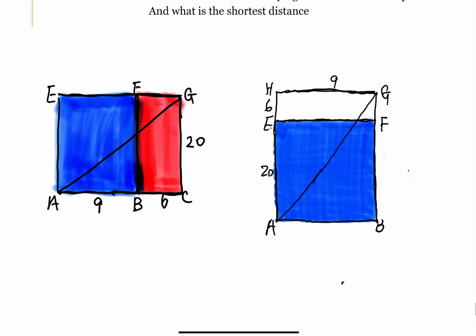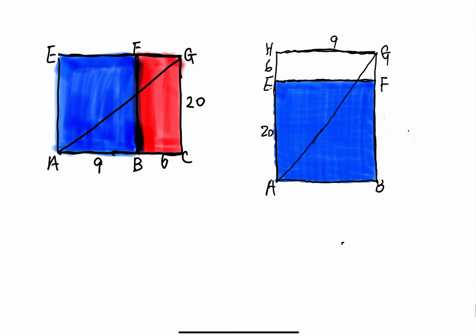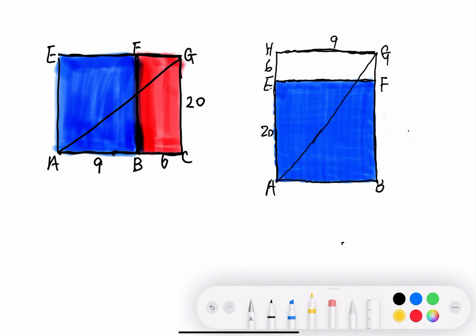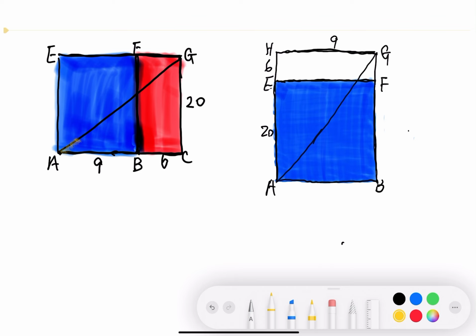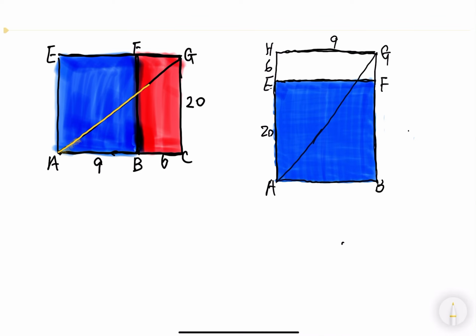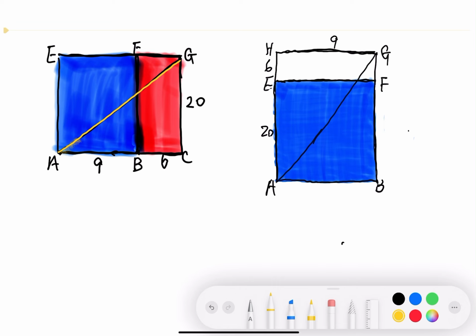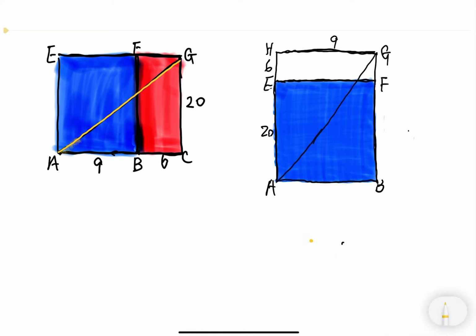And then you can see the shortest route from A to G is possibly one of these two routes. It could be this one, from A to G. That's your shortest route, one possibility. Or you can go from here to here. That's another one. But we don't know which one is shorter. Those are the two possibilities. Well, let's work it out.